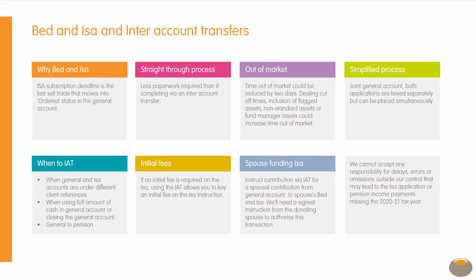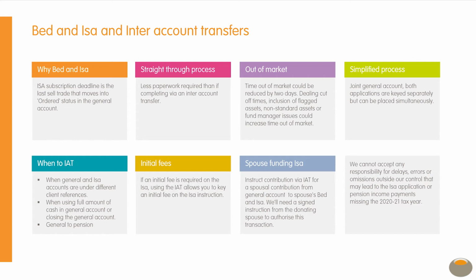When moving money between accounts, there's two options on the platform. There's the bed and ISA process or the intra-account transfer process. So the bed and ISA is for clients that are moving money from their general account into their own ISA account. There's less paperwork to do, and the actual subscription deadline is counted as the date that the last sell trade moves into order status. And because of this, it's a little more streamlined and can take a couple of days less. So there's a couple of days less out of the market.